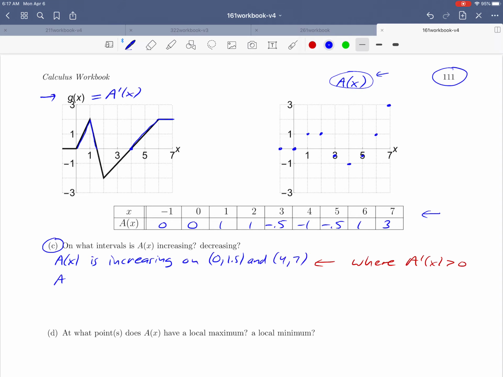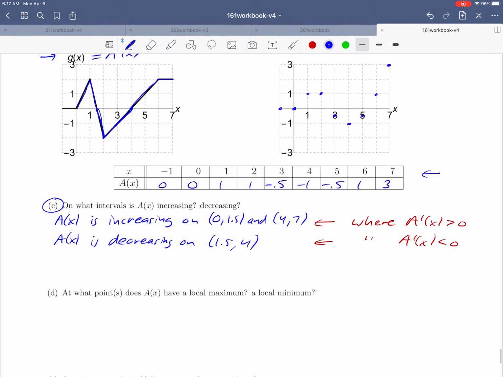What about decreasing? Well, same idea, only now we're looking for where the derivative is below the x-axis. And we can look up at our graph and notice that the only place that a prime of x is below would be from here to here. That looks to be between 1.5 and 4. So that's our one and only interval of decrease. So we have finished part C.